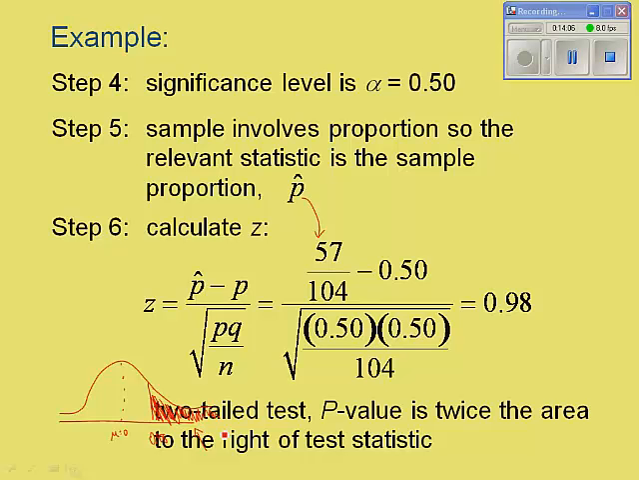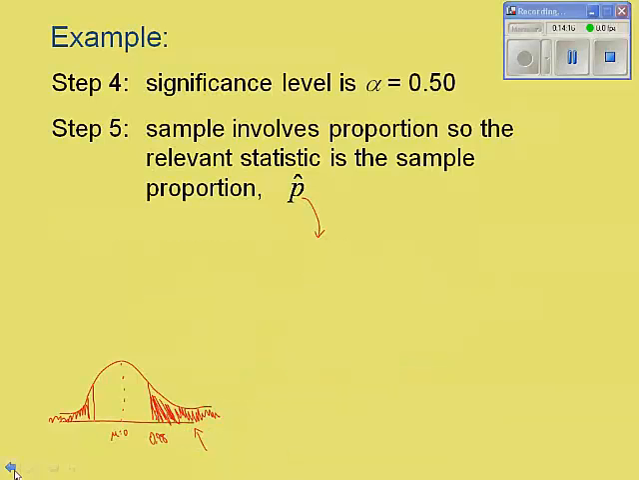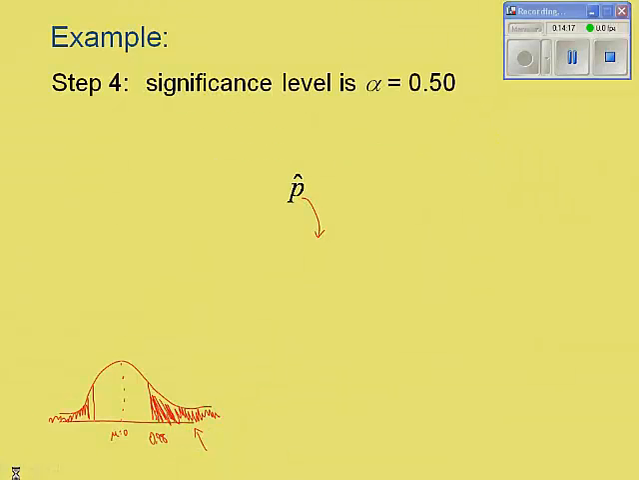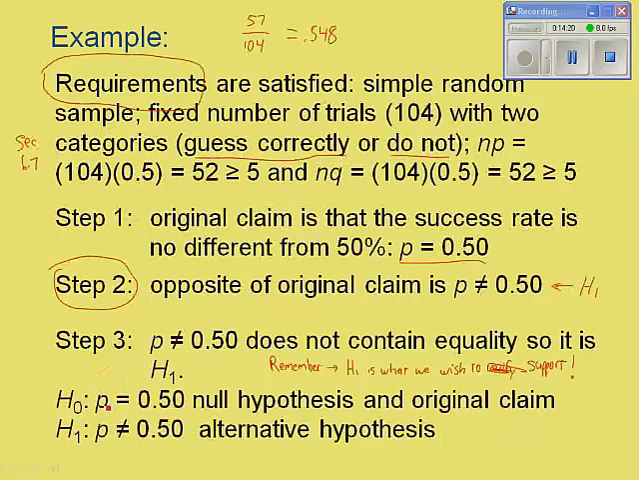Two-tailed test. Oh, wait a minute. Why is it a two-tailed test? Because the claim was, let's go back to it, the claim was p does not equal 0.5. That's a two-tailed test, right?